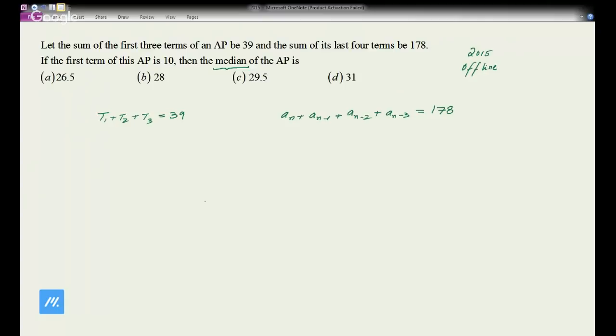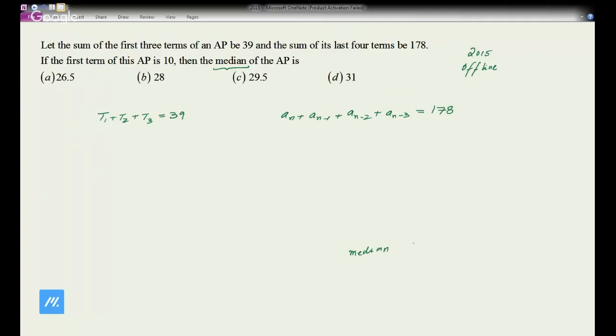Can you give me the answer now? Okay, some of you have started to give the answer. Median is... so people are still confused with the median thing. Let me write it here.